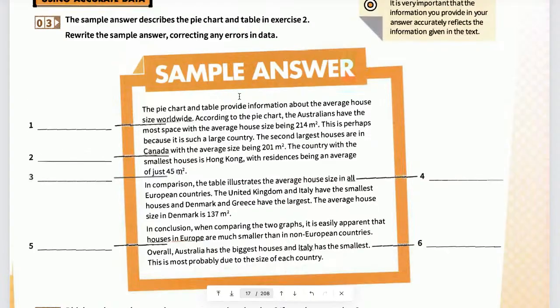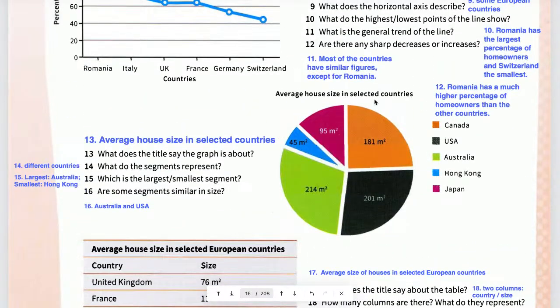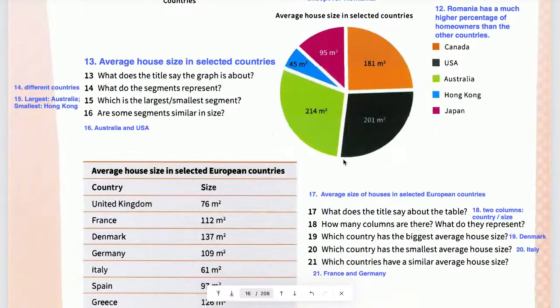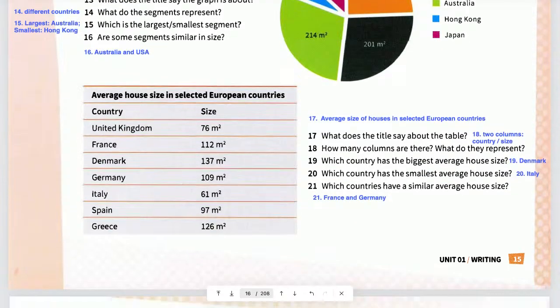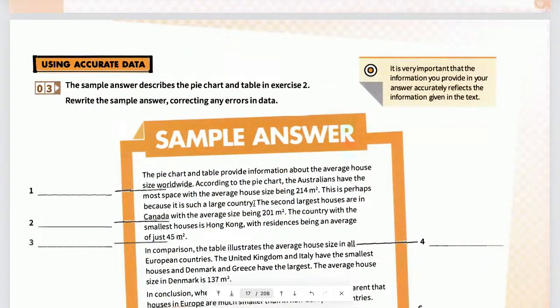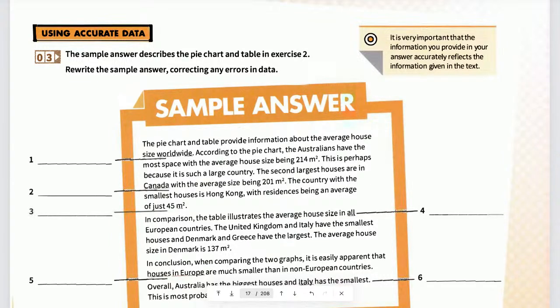Alright, now let's fix this. So first of all, you see the first sentence. They say the pie chart and table provide information about the average house size worldwide. So worldwide is wrong, right? It is not mentioning the average house size worldwide, but it just mentioned the average house size in selected countries, in some particular countries only. That is for the pie chart, and for the table, that is just for some European countries. Okay, not worldwide. So the word worldwide is wrong. Now, how can you fix this? How can you fix this?